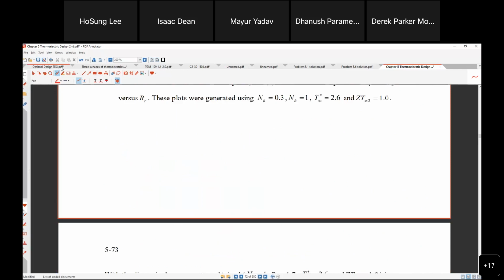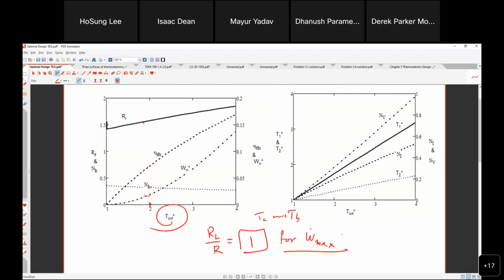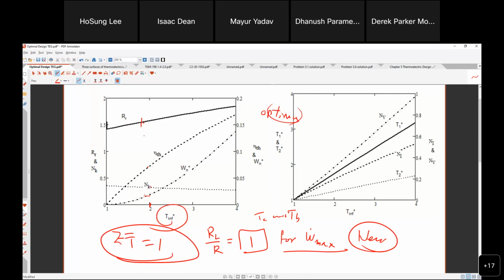I just posted this new one, actually. I didn't put it in the book, but this is for GT1 anyhow. So assuming GT1, then this is the optimum. For the problem I gave you as homework, you just calculate the T infinity. T infinity is T infinity 1 over T infinity 2. This is the input information. Then you have everything. You just plug in and solve it: temperature, current, everything. That's the homework.